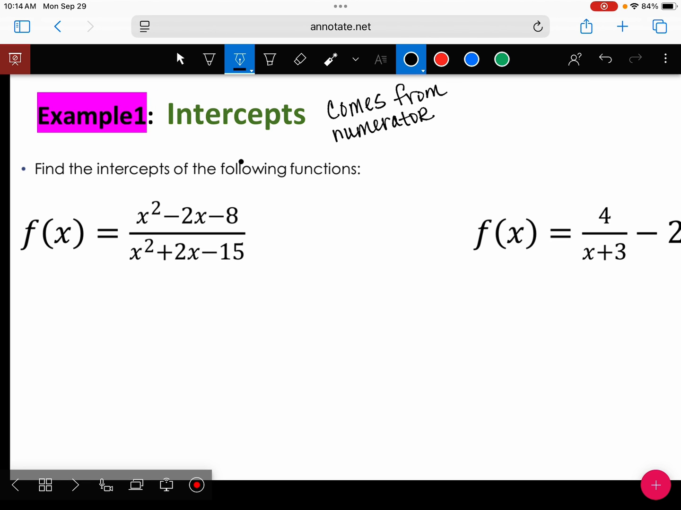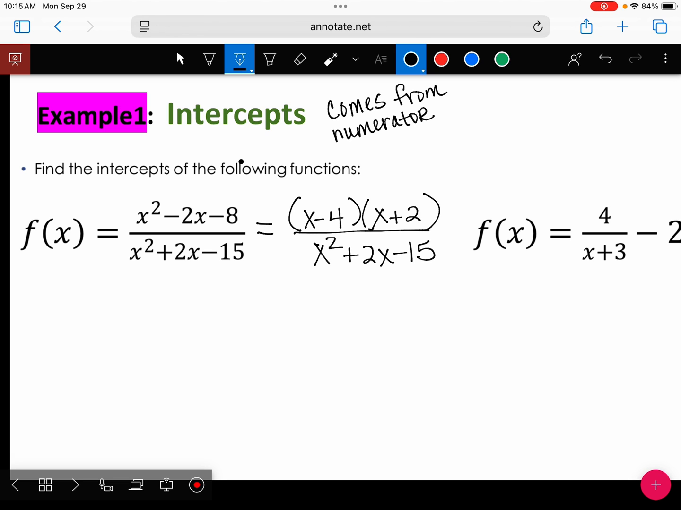So for this first example, you're going to begin first by factoring the numerator and the denominator. So I'm going to factor both. Well, actually, I'm not going to factor the denominator because I don't need to. So when I factor the numerator, I need two numbers that multiply to be -8 and add to -2. Feel free to pause the video to see if you can find those numbers on your own. So I get x minus 4 and x plus 2.